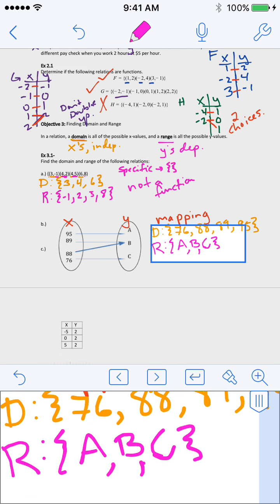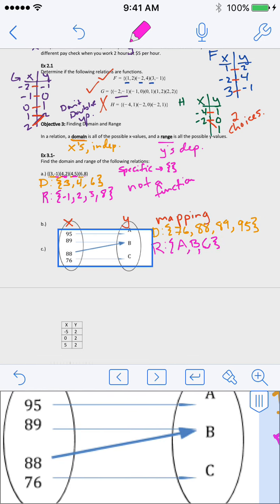All right, cool. Now let's decide, is it a function? Well, let's be careful. I see something that is going to the same place, but is that okay? Talk about it for a sec. Is that okay, or does this mean it's not a function?